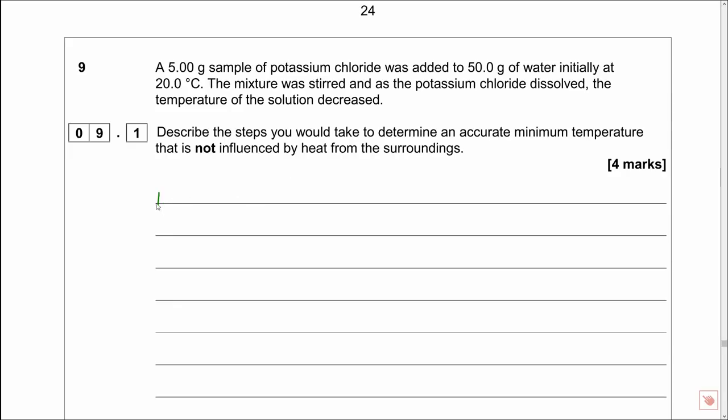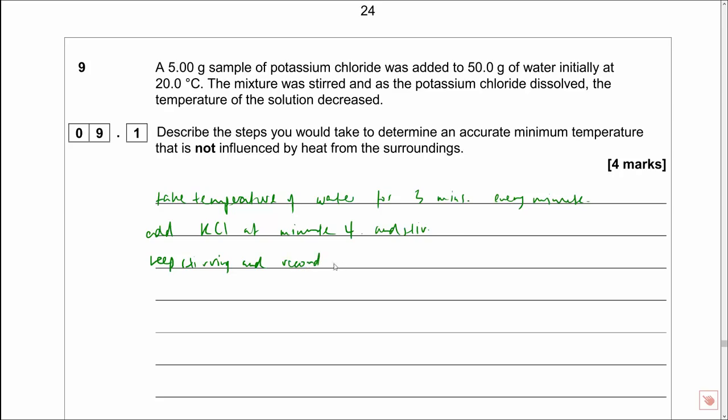So I would say, take temperature of water. Some of these actually don't carry marks at all. This first bit doesn't, but I think it's actually a better way of doing it. So take temperature of the water for 3 minutes every minute. Add KCl at minute 4 and stir. Keep stirring and record temperature at minute 5 and every minute until minute 12, let's say.